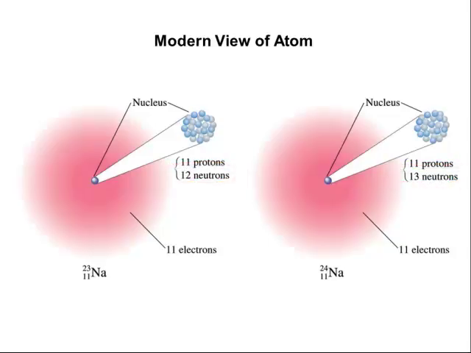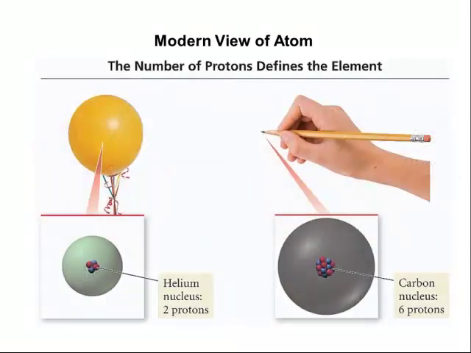But because it's a neutral atom, it has no charge, which means it has an equal number of electrons and protons. And the fact that it's sodium means it has to have 11 protons. Very, very important. The number of protons is going to define what element you have.